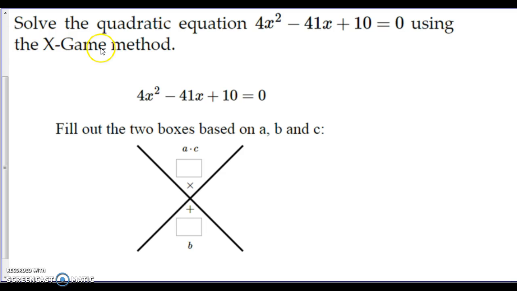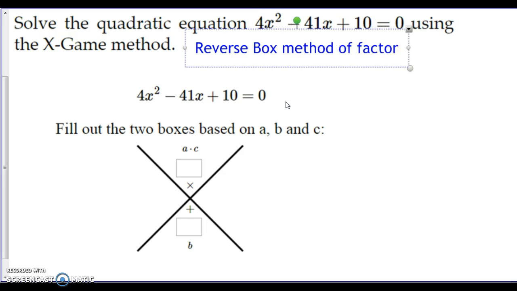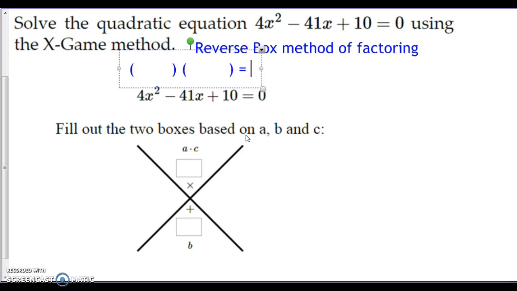But if you're a student and it says using the X-game method, you might be saying to yourself, well, what the heck is the X-game method? Well, when you see X-game method, you should think to yourself, this is very similar to the reverse box method of factoring. And we know that to factor a quadratic equation means to take this trinomial and turn it into a product of two binomials. So it's going to have something in the first parentheses and then something in the second parentheses equals 0.